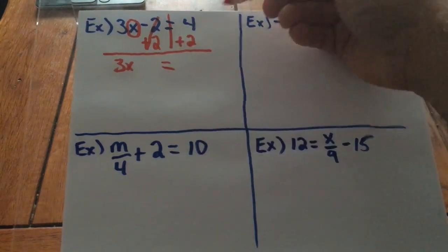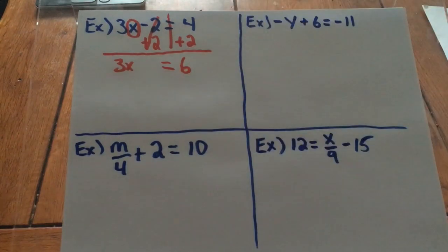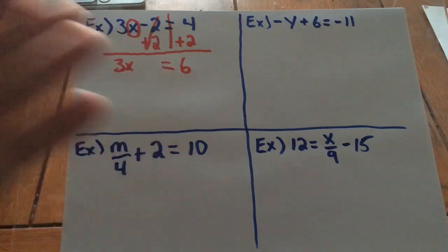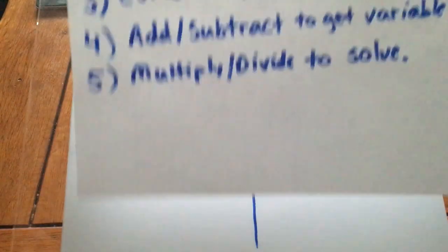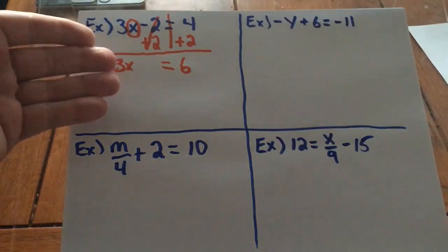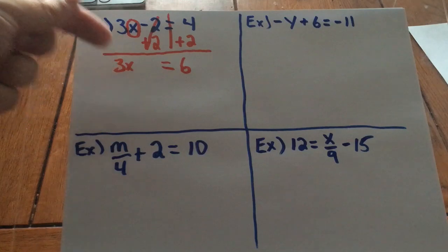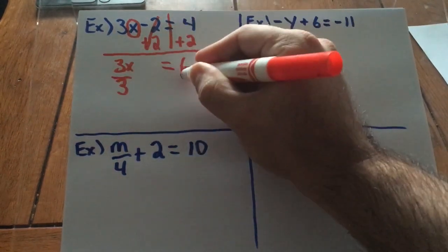And what's left on the other side is 4 plus 2. And that's going to be equal to 6. So now I've got 3x is equal to 6. What I want to do now is to do that last step, multiply or divide to solve. So this is that last step. So to undo a multiplication, I've got to divide. So I'm going to divide by 3.